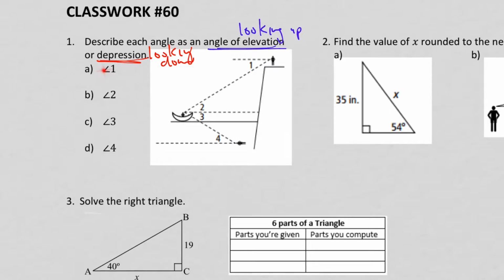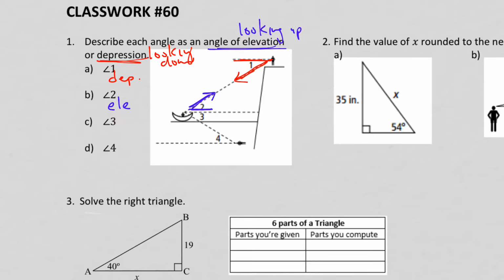So for A, angle 1. In angle 1, notice how this guy is looking down at that's a boat, I guess, guys. This is going to be an angle of depression. I'm going to be lazy, I'm going to put DEP, but that means angle of depression, okay? Angle 2 is the guy in the boat looking up at the guy on the cliff. So this is going to be an angle of elevation as he looks up. So I'm going to be lazy here, I'll put ELE for elevation.